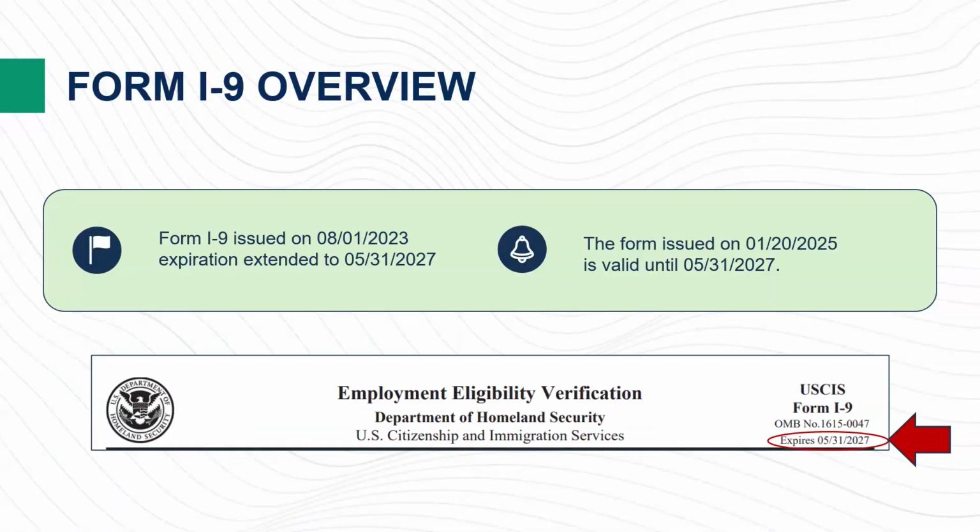The I-9 form is updated every so often, so it does have an expiration date. This is a screenshot of the top of the I-9 here, and you can see this current I-9 that we're using expires May 31st of 2027. Now, does the government always update it on the day it expires? No, they do not. So you do have to keep checking. Always make sure that you're using the most up-to-date version.